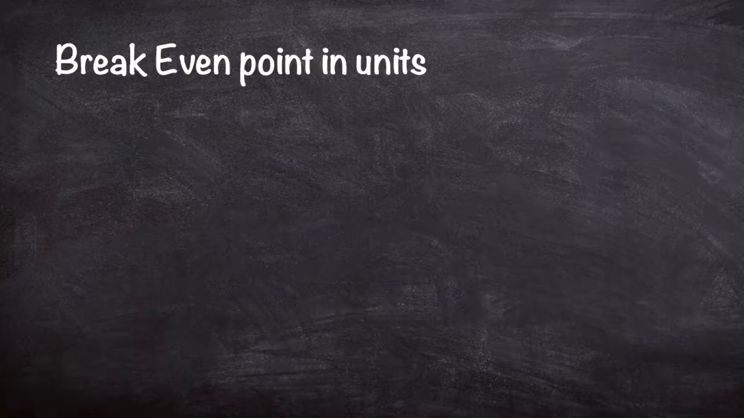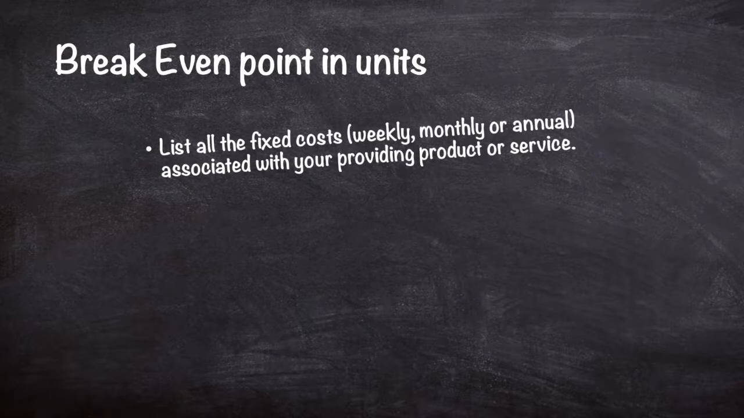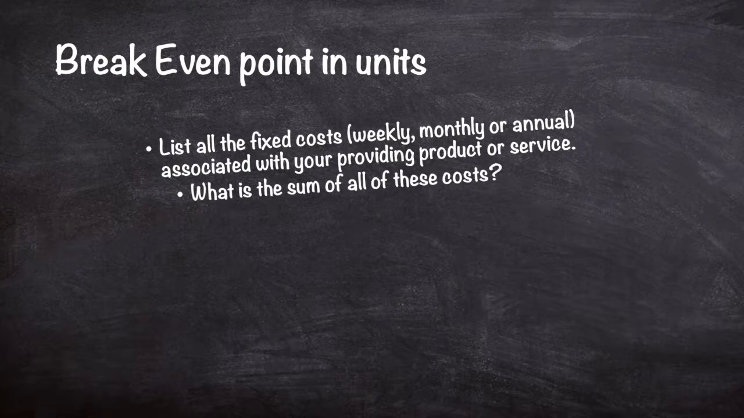If you want to calculate the break-even point in units, then you start by listing the fixed costs, the weekly, monthly or annually fixed costs associated with your providing product or service. What is the sum of all these costs? A fixed cost is something that does not vary. It's the same no matter how many units you produce. It could be like you have rented a factory space, and you pay the rent on that regardless of how many units you sell, then that will be a fixed cost.